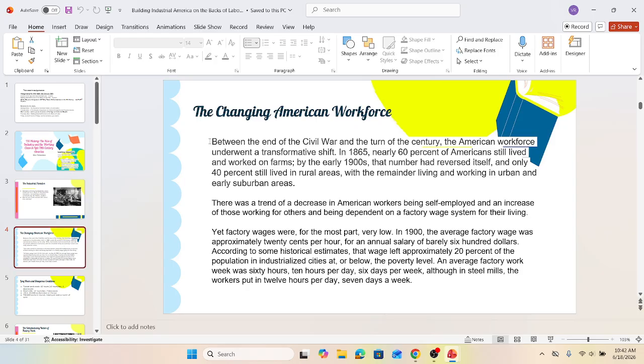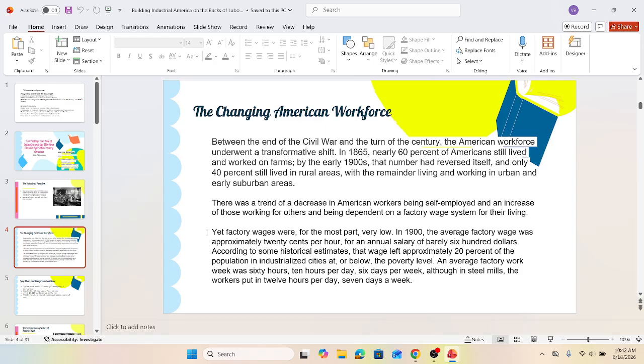Between the end of the Civil War and the turn of the century, 1900, the American workforce underwent a transformative shift. Nearly 60% of Americans still lived and worked on farms in 1865, and about 50 years later, that number had flipped, with only 40% living in rural areas. Everyone else had moved to the city or the suburbs. There was also a decrease in American workers being self-employed and an increase of people working for others and being dependent on a factory wage system for living. So we see really the beginning of the wage era that probably most of us are familiar with today.